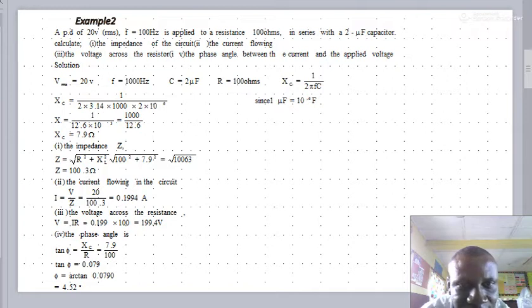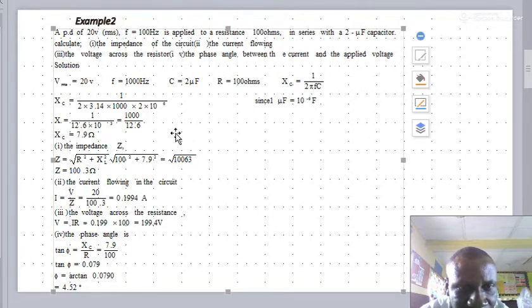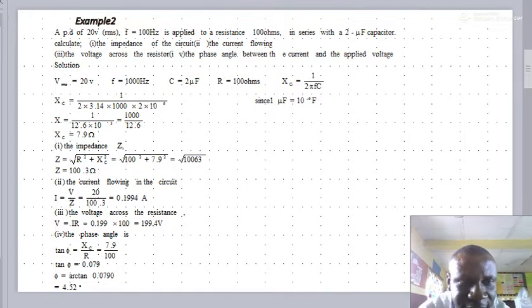From the value of the frequency, we can determine the capacitive reactance, since it's a circuit that consists of a capacitor and a resistor. So in this very question, we have the capacitive reactance as this. Please take note of that. So that is the capacitive reactance there.